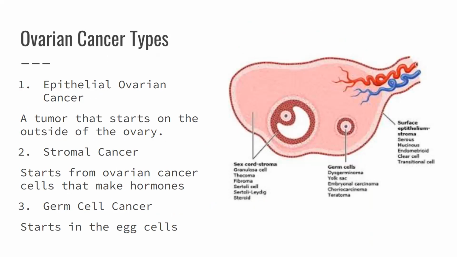The second type of ovarian cancer is called stromal cancer. Now, this cancer starts from the ovarian cells that make the female hormones. This is rare to happen, but then again, can happen. The third type of ovarian cancer is called germ cell cancer. Now, this cancer starts in the egg cells, which is a very rare form of ovarian cancer. And as you can see from the diagram, you can see where each one of those cancers would be located.